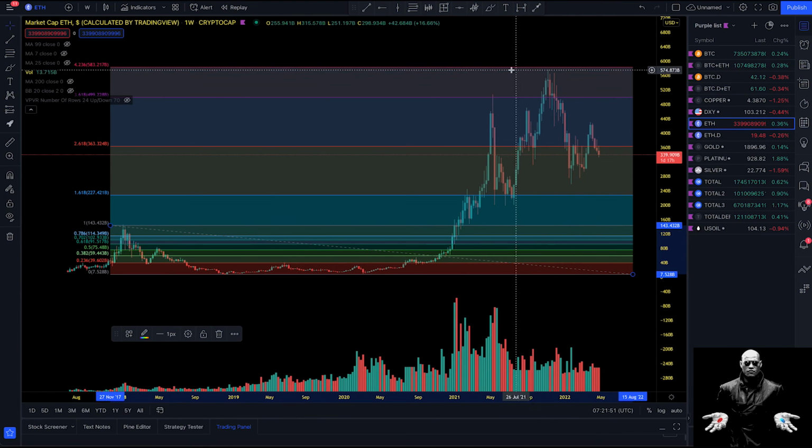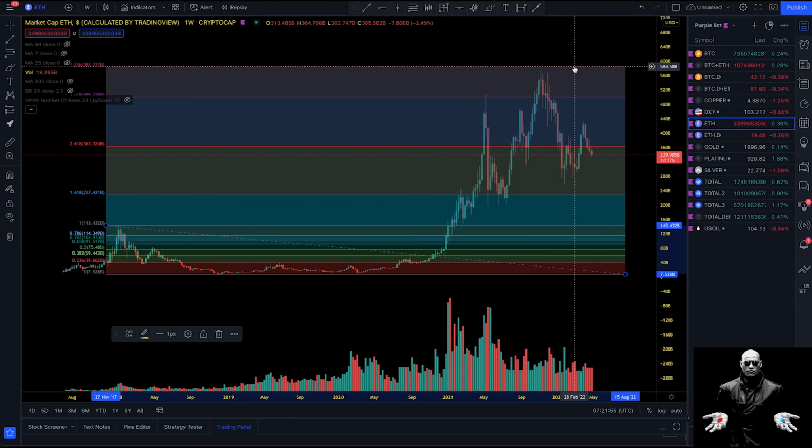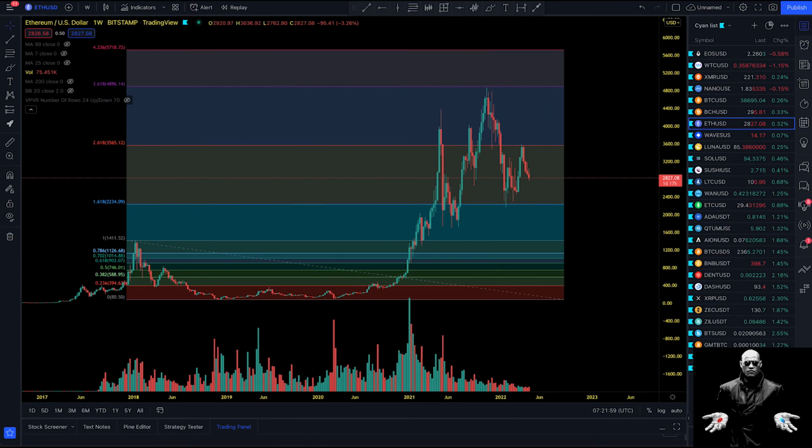Just the same way we might come back on the market capitalization chart to test this $584 billion region. And on the price chart, we might come back here to test 4,900 or 4,800, as the case may be. But guys, I don't think we'll be getting to that $5,700 region per Ethereum. I don't think we'll be getting there.